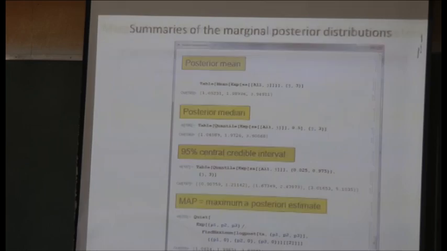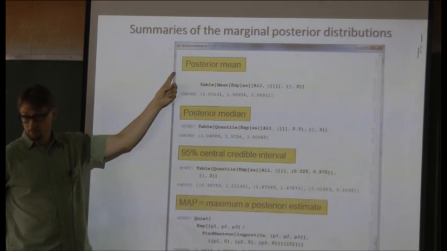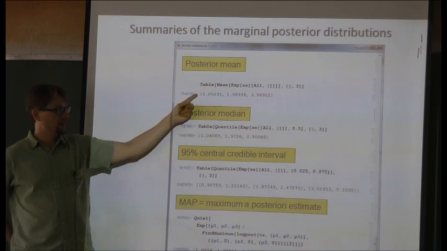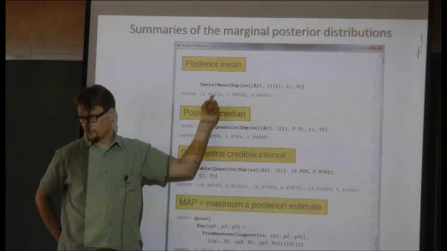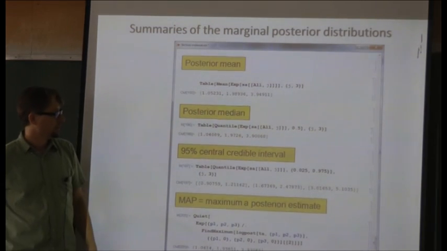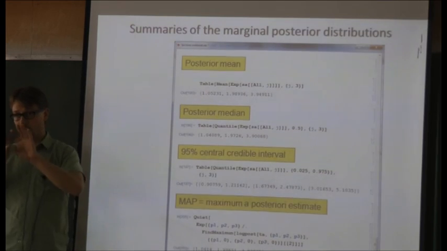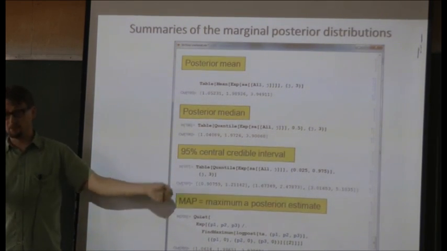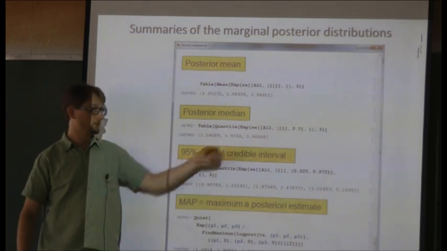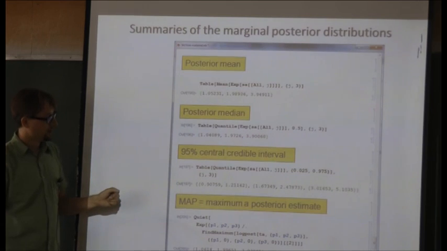But then you can summarize these into numbers. You can take the posterior mean. You just take the mean of all of those values. It gives you, in this case, 3 values for those 3 parameters. You can take the posterior median, which means that you order all the values from smallest to largest, and then you take the middle one. Again, you get 3 values, which are almost the same because it was pretty much symmetric.